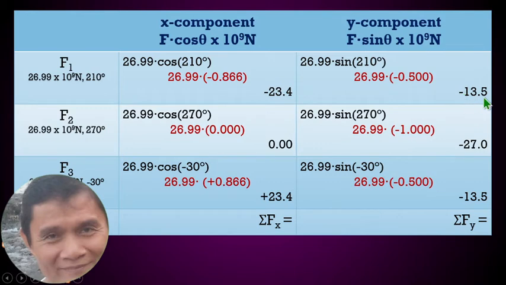This one, on the other hand, negative 35, negative 7, 25, negative 13.5, negative 27, negative 13.5, and so on. So, when you sum that up, you come up with a 0 on this side and a negative 54 on this side. Now, notice that I did not include the exponent anymore because they're all the same. So, you can just manipulate the coefficient and then add the 10 to the 9 later. It's a lot easier that way.